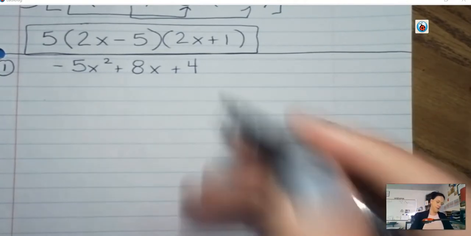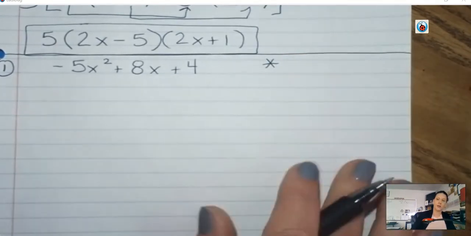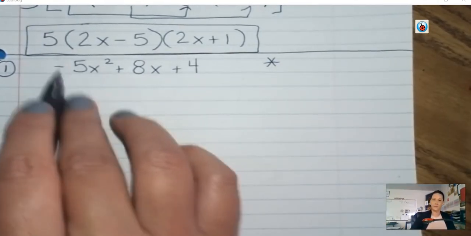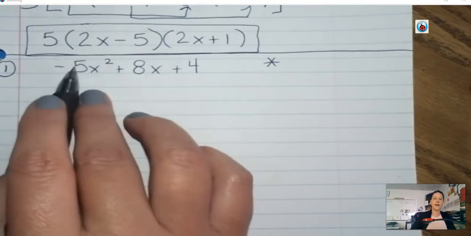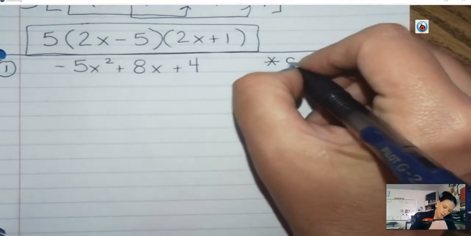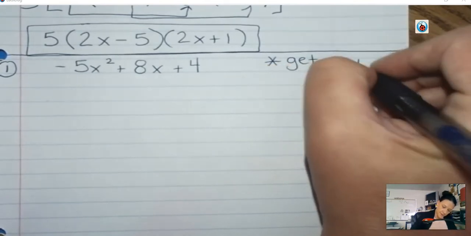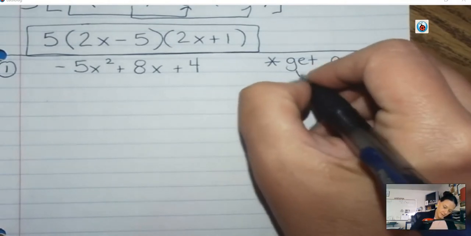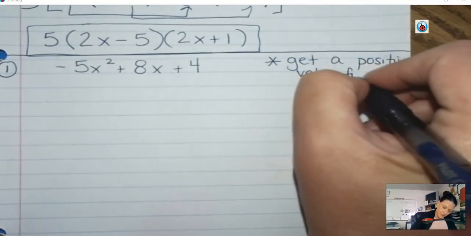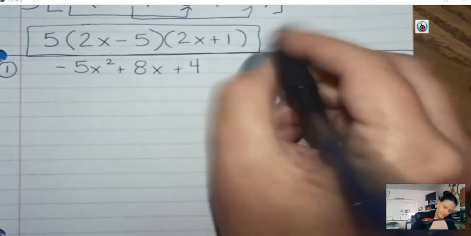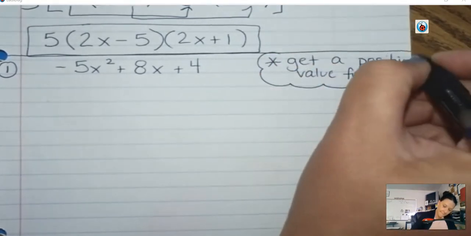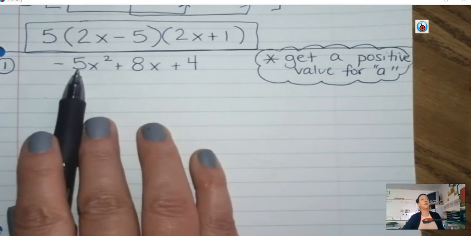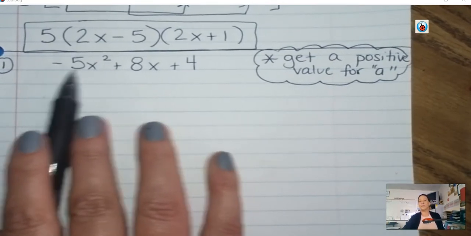Okay, write yourself a note, because I don't think I made this clear before. You want your a value to be positive all the time. So if it's in standard form, your a needs to be positive. So you want to get a positive value for a. Right now it's a negative in front. We want to make it positive.